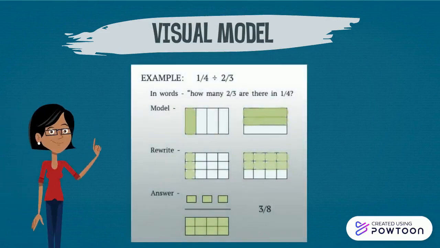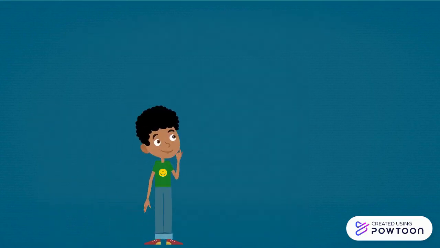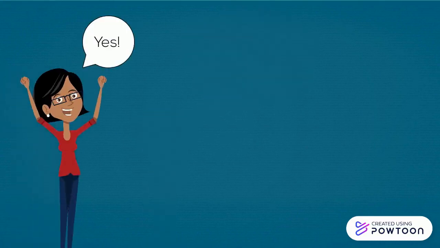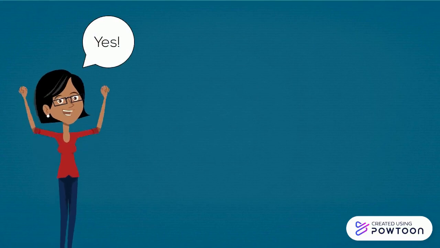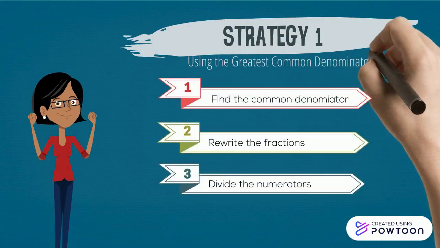Look at the example 1/4 divided by 2/3 and represent that with rectangles. The common denominator of 4 and 3 is 12. So for 1/4 we have 3/12, for 2/3 we have 8/12, and if we divide those two numbers we get 3/8. So you might ask, we just need to find a common denominator to divide? Yes, exactly.